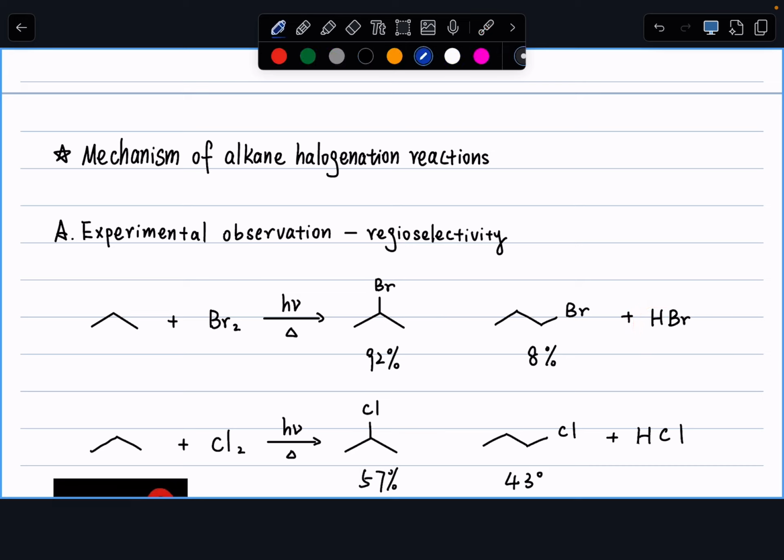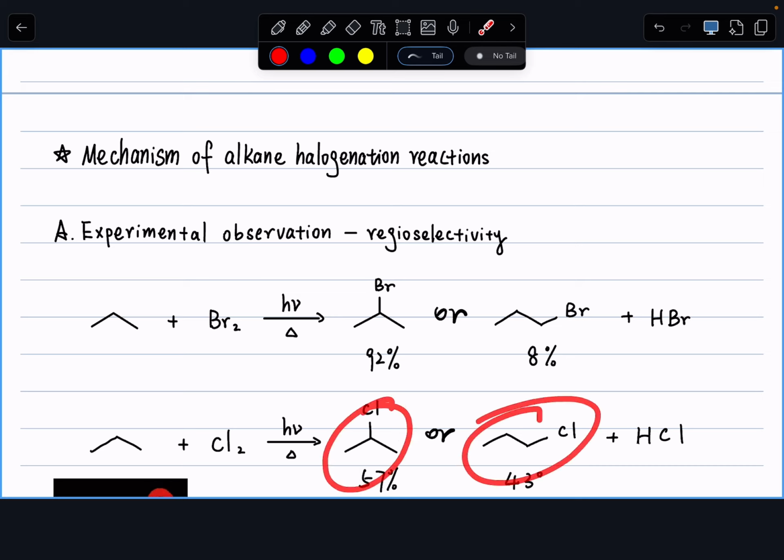And I should probably say these should be "or". Alternatively, when we're looking at the chlorination, we're adding the chlorine either to the internal or the terminal position, but we see the chlorination is much less selective. Both reactions favor addition at the internal position, but the selectivity varies a lot depending on the nature of the reaction.